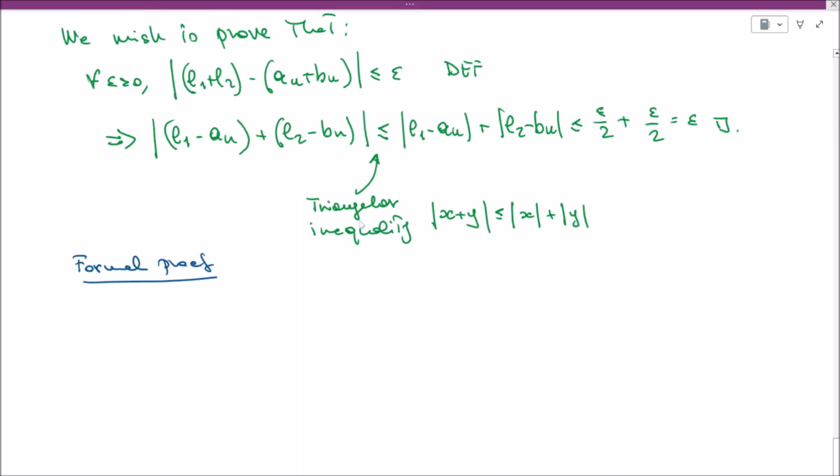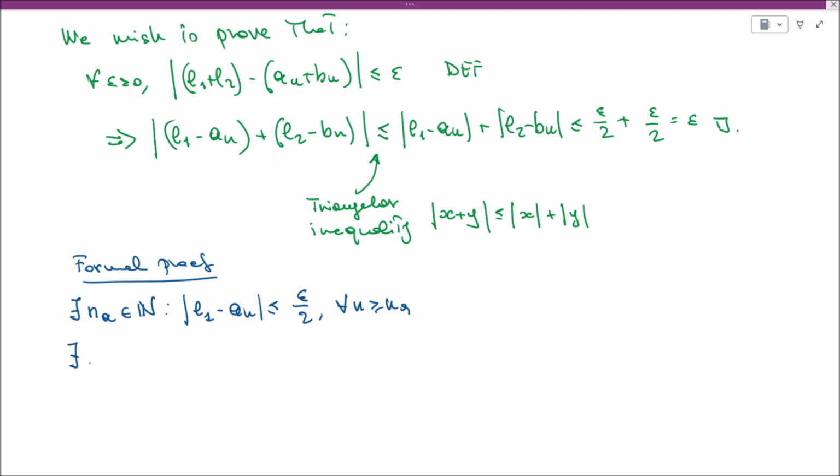Okay, what is the number? Let's try first to limit the first sequence. We can say that there exists an NA in the natural numbers such that |L1 minus an| is less than or equal to epsilon divided by 2 for every n larger than or equal to NA. This is just a definition of the first limit. We are just using the definition of an being a convergent sequence to L1.